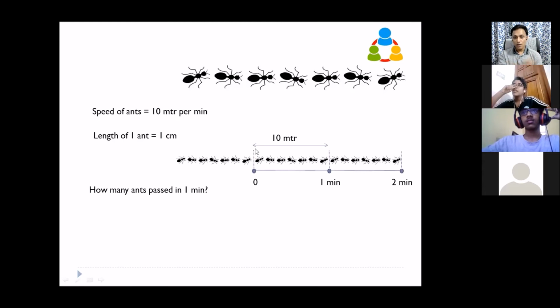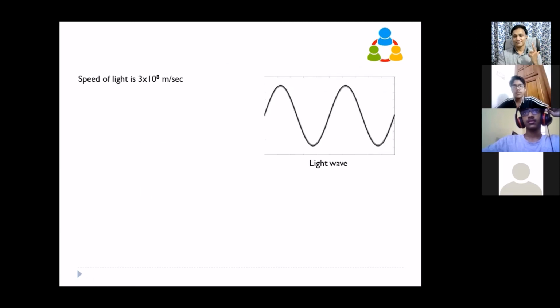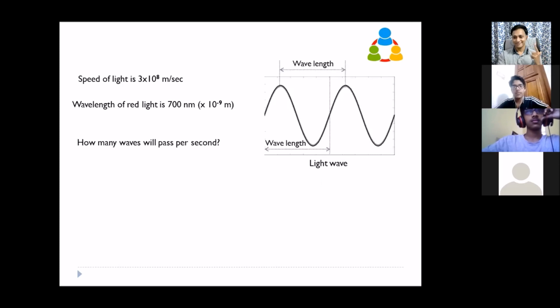Now I know when I started counting from here, the first ant reached here, and in 1 minute this many ants have crossed this point. Between this and this, how many ants are there? That many ants have crossed this point in 1 minute. So now my problem becomes simple. In 10 meter, how many ants are there? We know the length of one ant is 1 centimeter. So I divided 10 meter by 1 centimeter. So I got it. Same problem, only numbers are different.